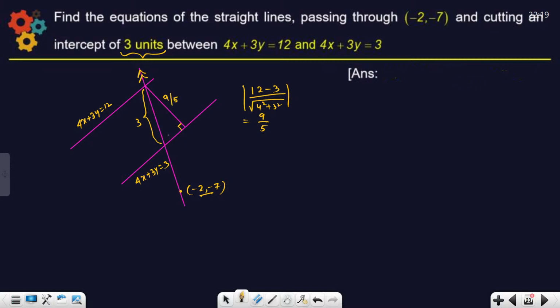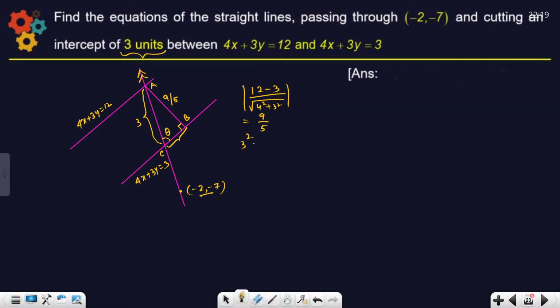Right? Let us say this angle be theta. Now, from the Pythagoras theorem, we can find out what is this base. 3 is the hypotenuse. Let me just name it, then it will be easy for us to label it.